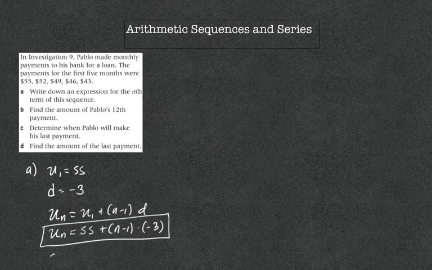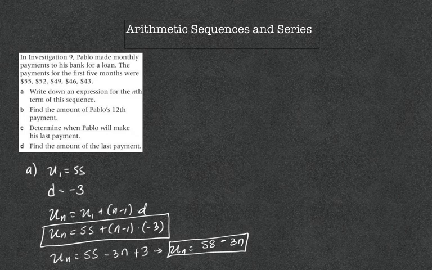Now we could finish here and say this is the solution to this question. But if you want to simplify it, you can also do that. You would just need to expand. 55 plus minus 3 times n gives you negative 3n. And minus 3 times minus 1 is plus 3. So you can say that the recursive definition or the general term is going to be 58 minus 3n. And this can be the simplified version of the recursive definition.